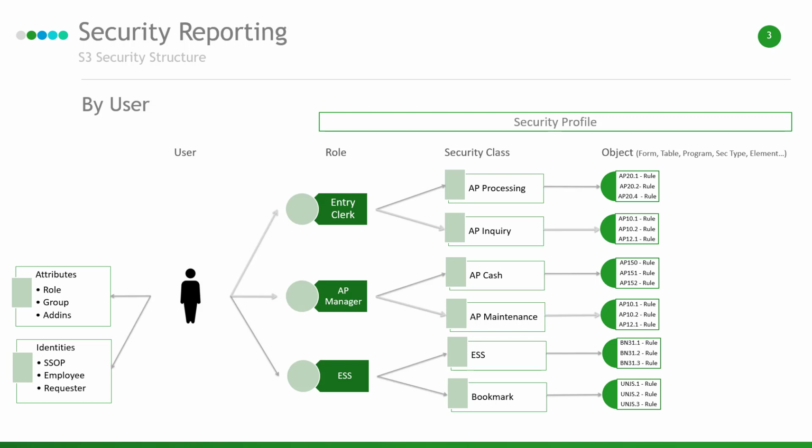So we're trying to organize what I call the objects over on the right. An object can be a form, a table, a program. A program is like AP10, and AP10.1, .2, .3 are the specific forms or tokens assigned to the program. Then you also have your system code. So AP is a system code or a category in Lawson.